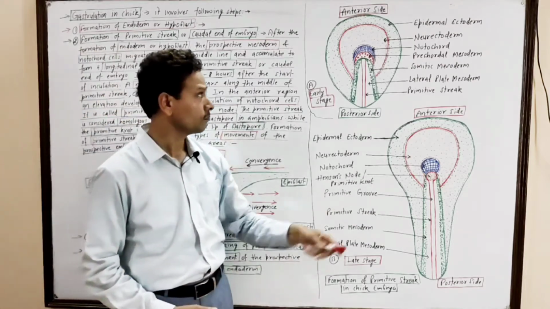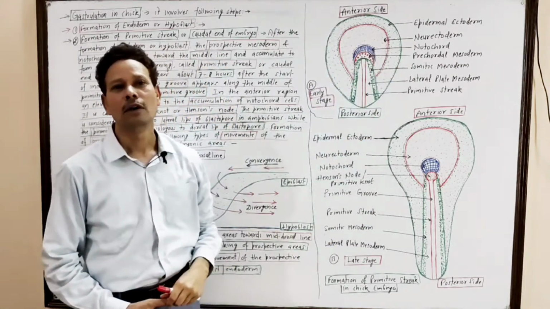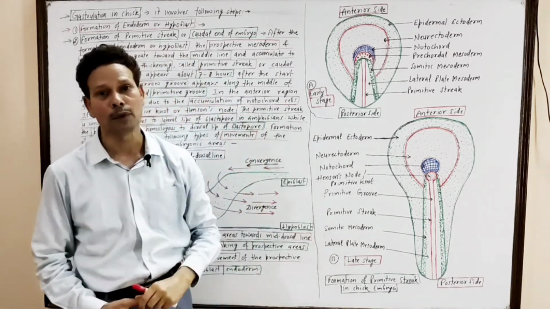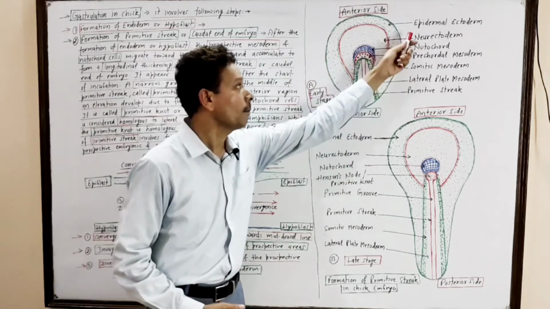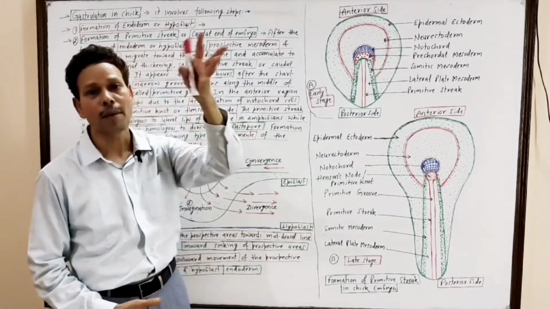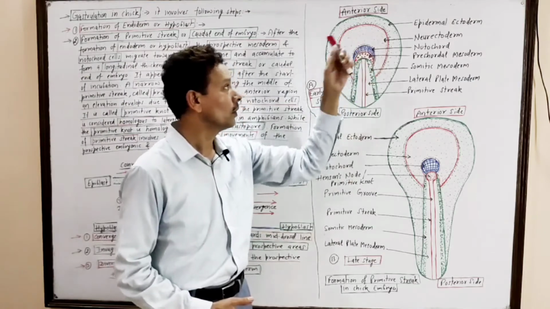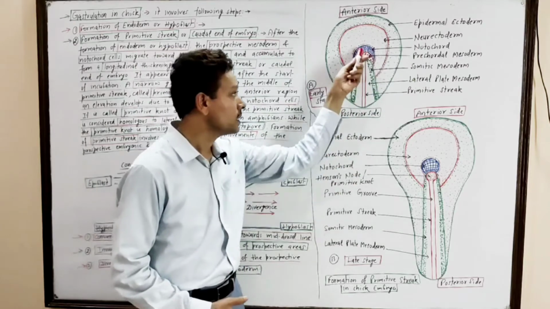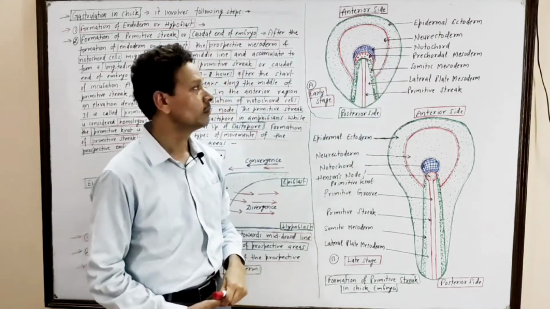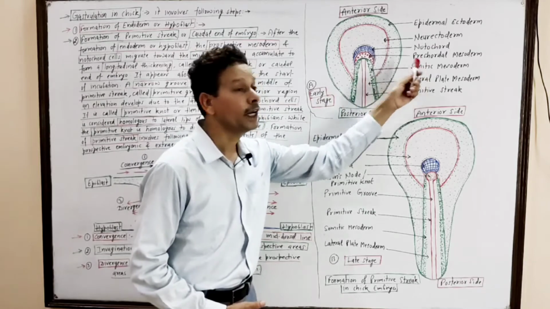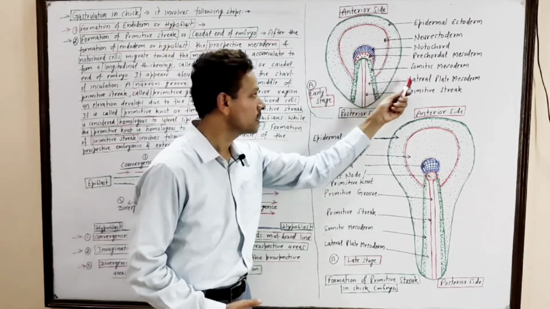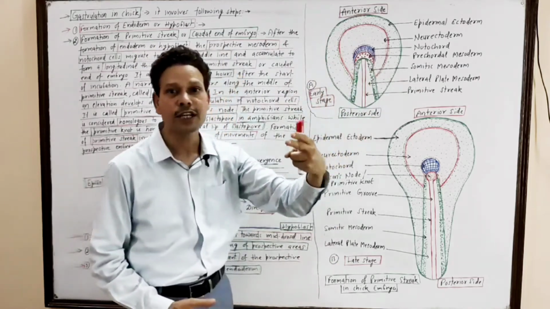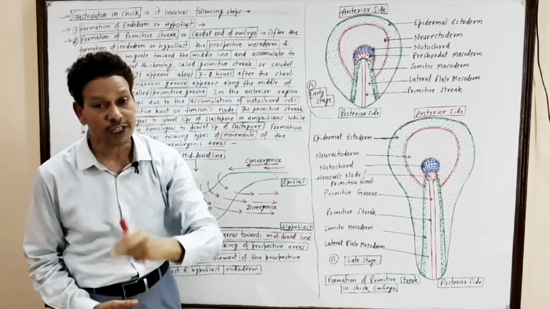Dear students, these are different prospective areas which we have discussed in the fate map of chick embryo. This is epidermal ectoderm, extra embryonic ectoderm. It is neuroectoderm. This area is notochord. Below this, precaudal mesoderm. Then these are somatic mesoderm. This area is lateral plate mesoderm. And dear students, this diagram shows the early stage of formation of primitive streak.